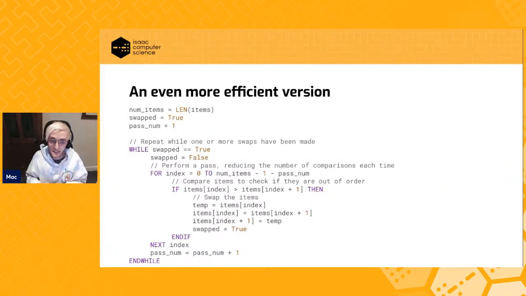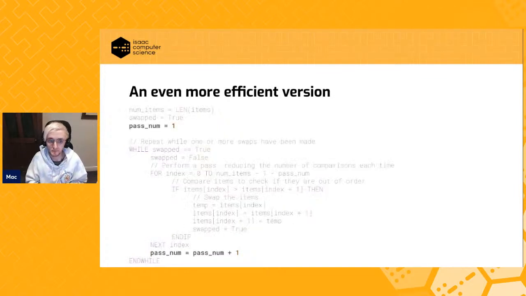Again, very similar to what you've seen. Let's have a look at the differences. I'm just going to highlight the differences in this new version. So now we are keeping track of the pass number. We've got pass number equals 1 at the start, and each time we complete a pass, we're going to add 1 to that pass number. So we're keeping track of how many passes we've done, and then we're going to use that to reduce the amount of comparisons we do in our inner for loop.